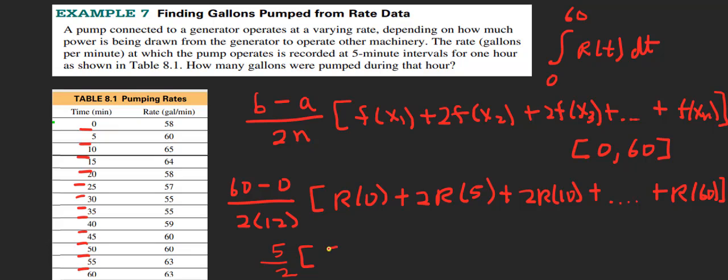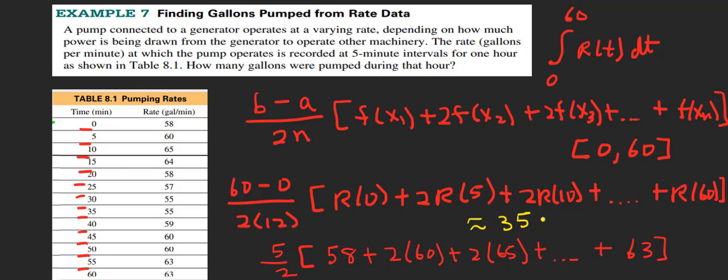So what is r of 0? R of 0 is 58, plus 2 times r of 5, which is 60, plus 2 times r of 10, which is 65, and so forth. You continue all the way up to r of 60, which is 63. You calculate this and you will end up getting approximately 3,582.5. So the total amount pumped during the hour is about 3,580 gallons of water.